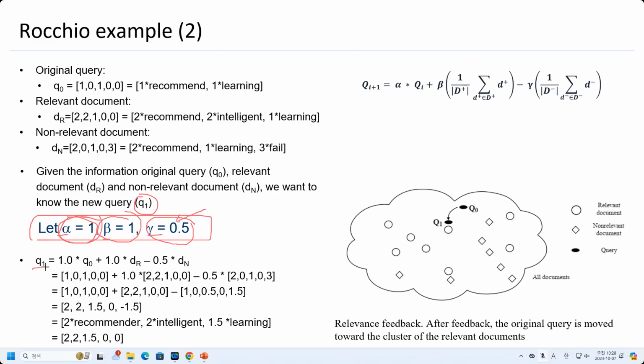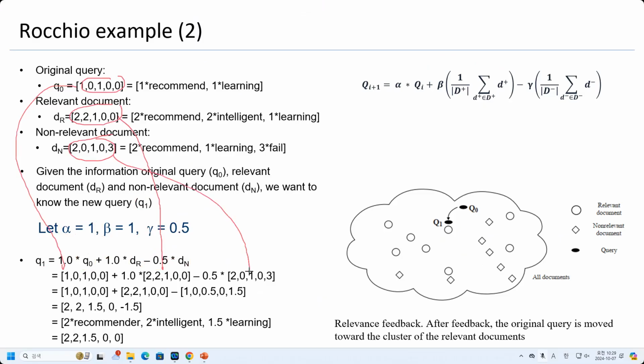Okay. So the next query will be calculated as 1, which is from alpha, multiplied by the Q0, plus 1, which is from the beta, multiplied by the relevant document, minus 0.5 multiplied by the DN, which is the non-relevant document. So we put the Q0 here, the DR here, and the non-relevant document here. We just multiply with the weight, and we can get this number. If you look at this calculation, you get 2, 1.5, 0, minus 1.5.